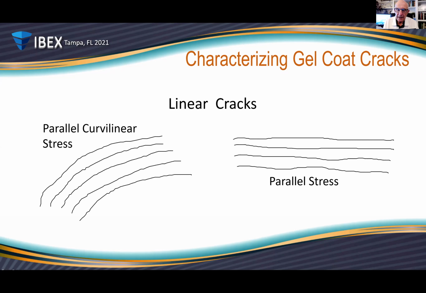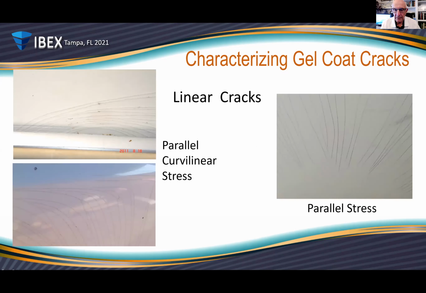If we take that same panel and constrain the edges, for example, let's take the sole of a cockpit, and you have the sides of the cockpit being constrained, but then the sole of the cockpit is flexing, you might see something like these parallel curvilinear stress cracks. So that gives you an idea that the panel is flexing, but you have these constraints on the side, and you look at what might determine that amount of flex.